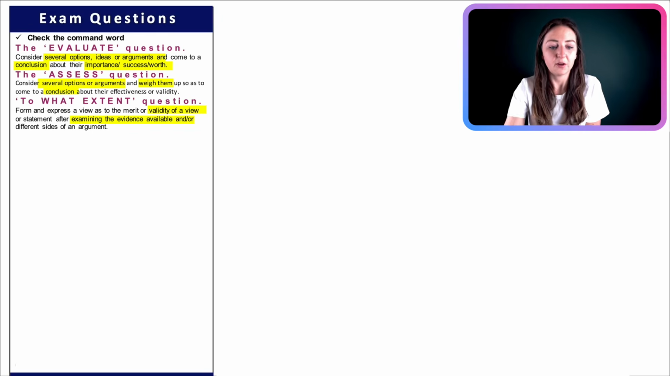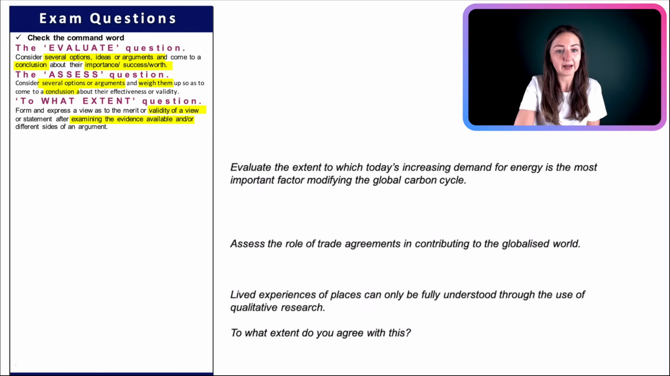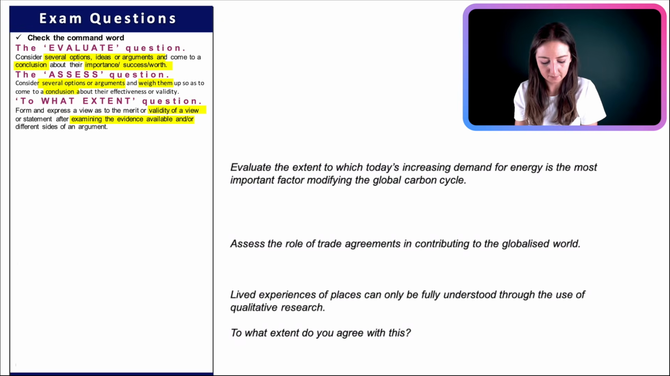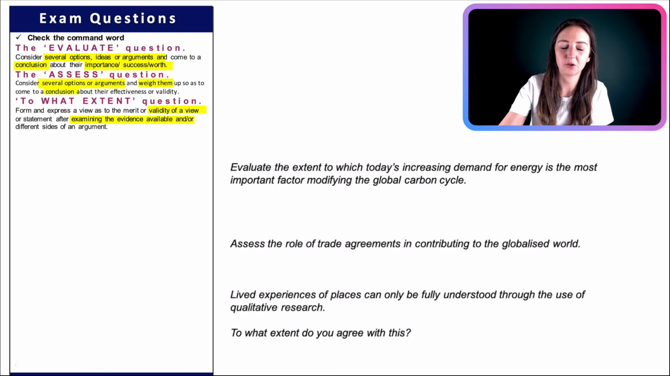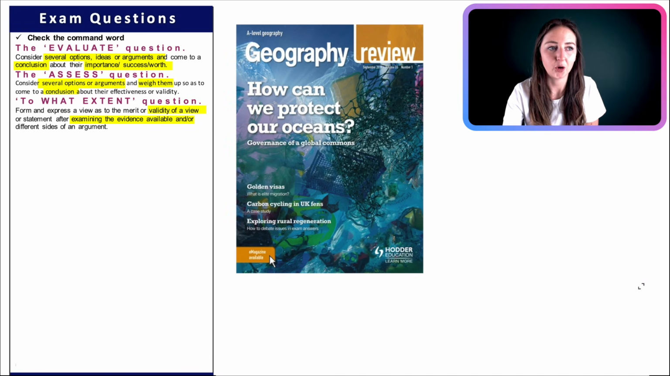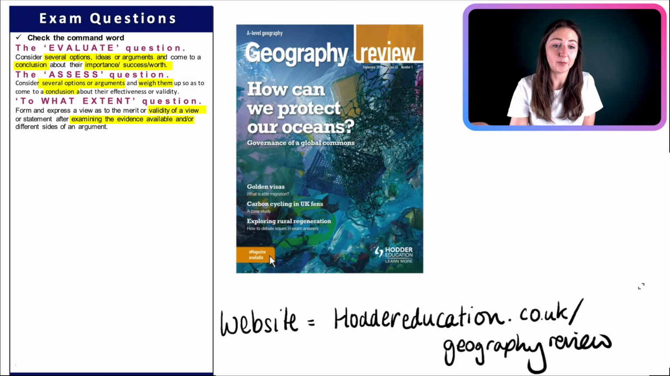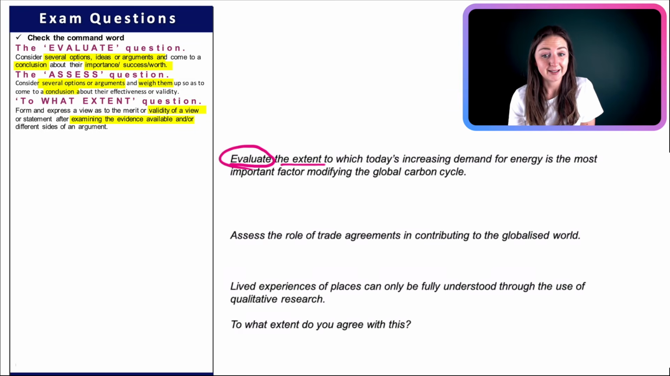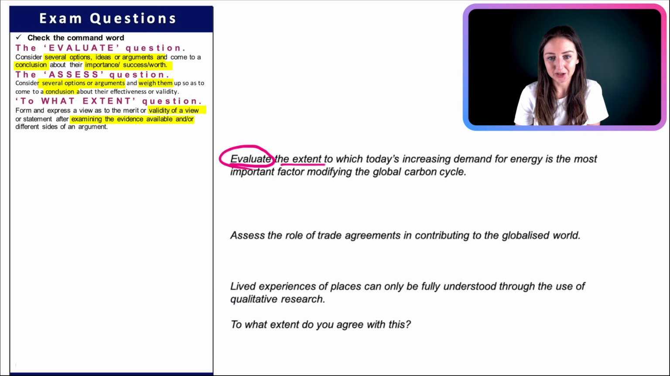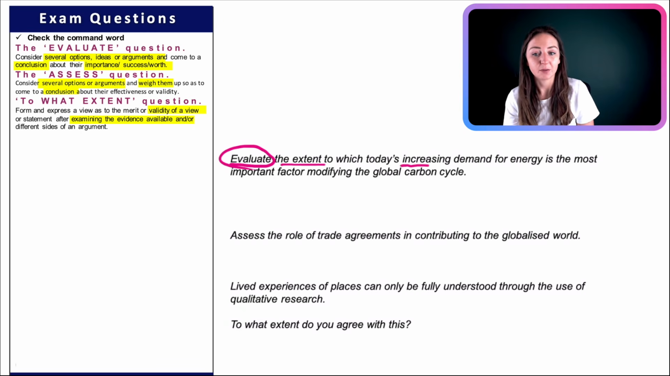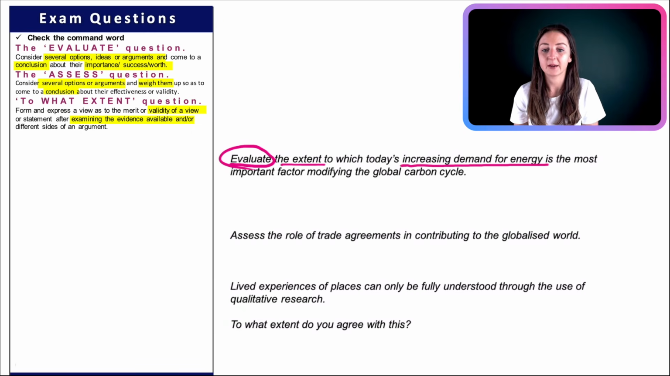If we have a look at some examples of A-level questions, these are some that I've made up, but the first one is actually from a really good resource, Hodder Geography Review, and they really break down exam questions, so I'd say they're really good. For example, the first one, evaluate the extent. It's similar, so you've got evaluate and to what extent. Today's increasing demand for energy is the most important factor in modifying the global carbon cycle. These are all 20 mark questions. For Edexcel, there's slightly longer questions and there's 18 mark ones, but the key components for the exam questions are really, really similar.